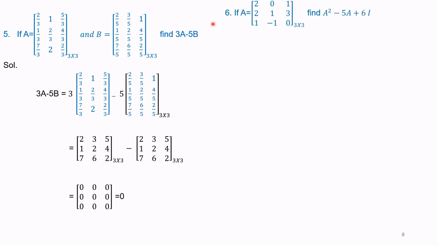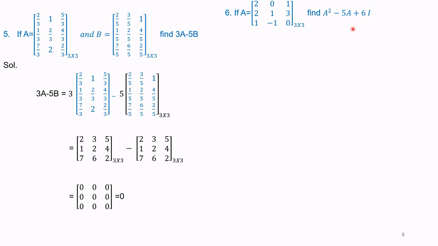Let us take up the next problem, that is problem number 6. If A is equal to the matrix 2, 0, 1, 2, 1, 3, 1, minus 1, 0, find A square minus 5A plus 6I. So please read the question. Matrix A is given. We have to find A square, and then we have to find the scalar product of 5A, that is 5 into A, and then 6I, where I is the identity matrix.